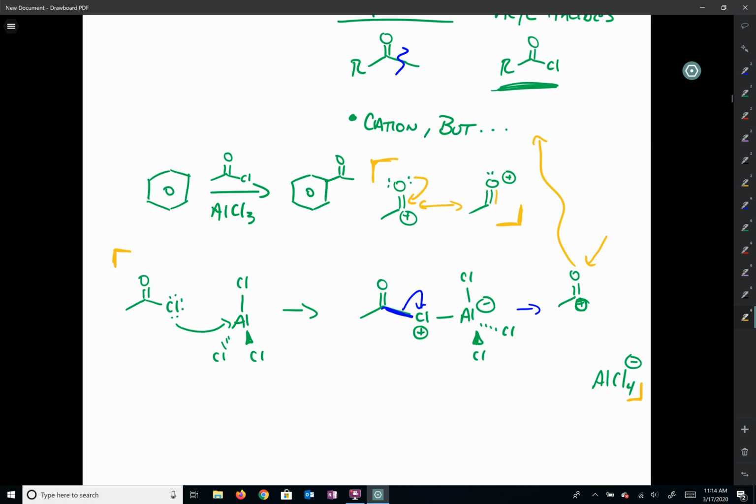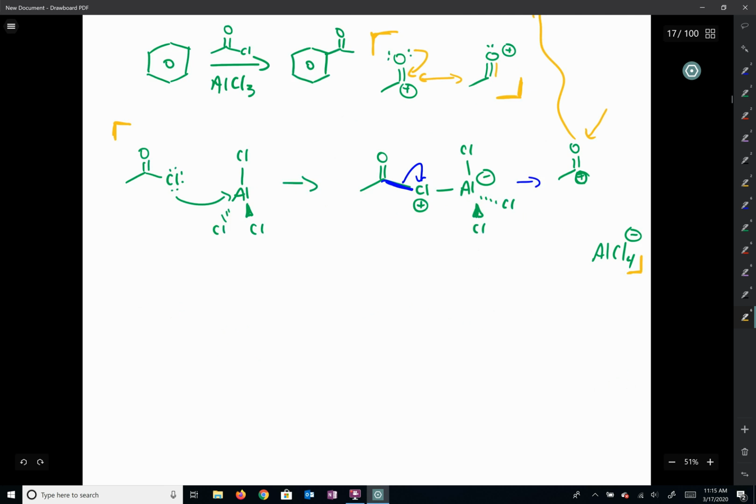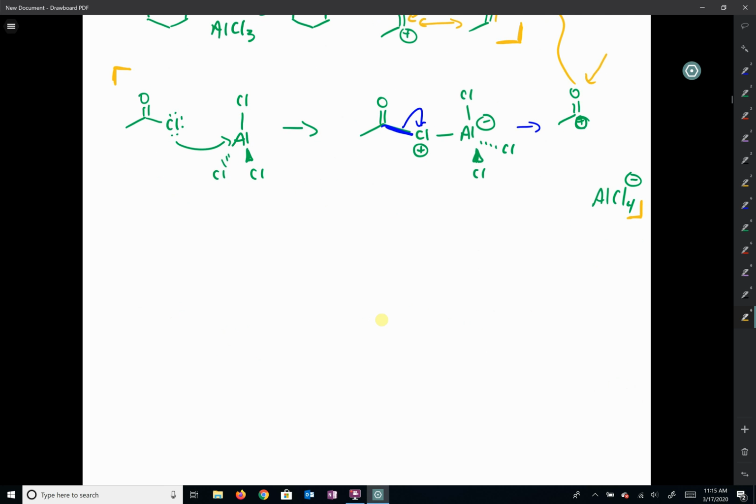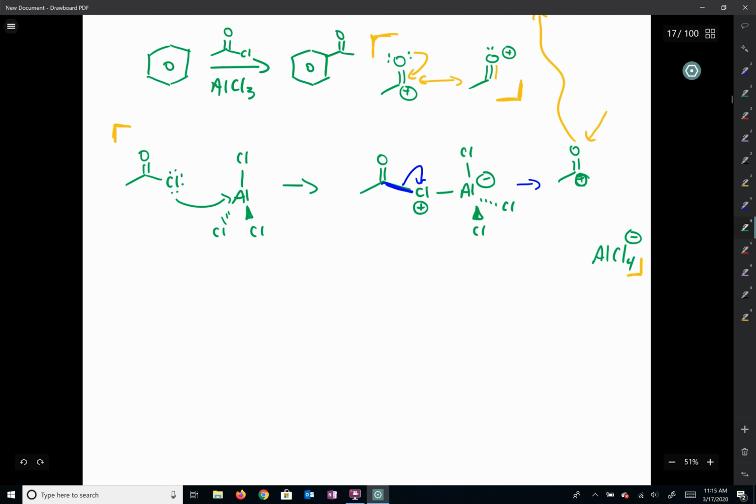So we do still have a cation. They're still going to behave as a cation, right? But this is a resonance stabilized one. So we're not going to see any rearrangements, which is great, okay? So let's finish up this mechanism then, right?